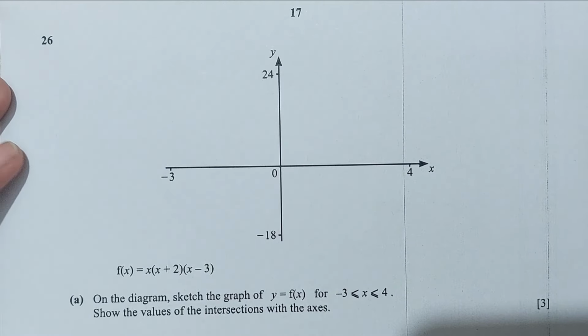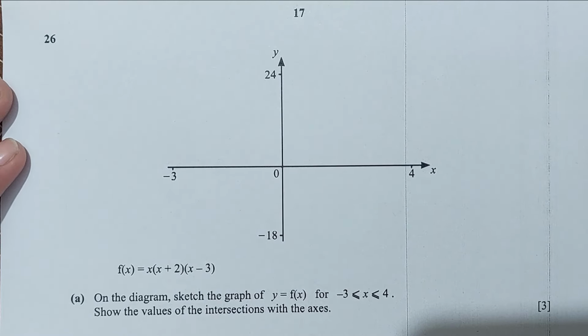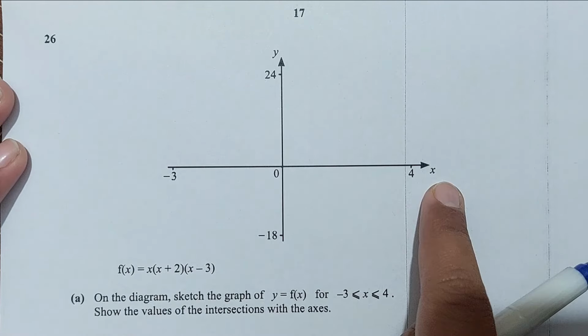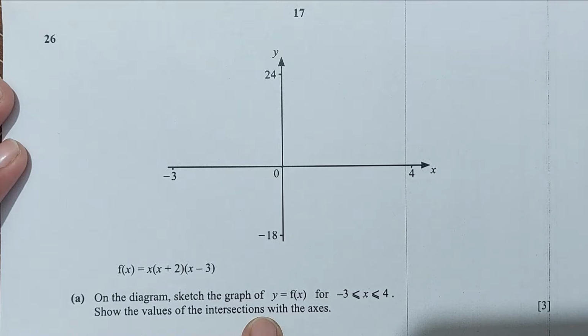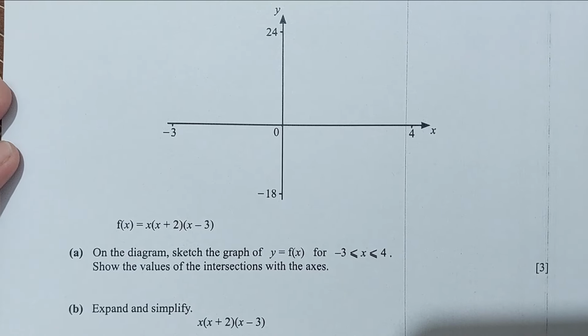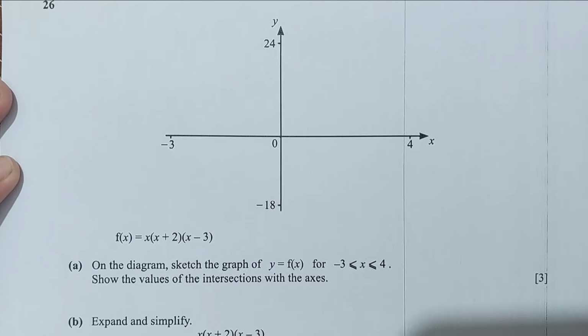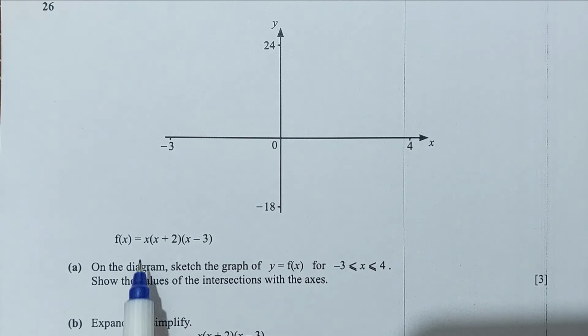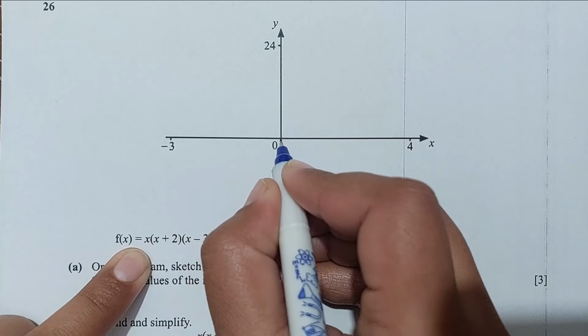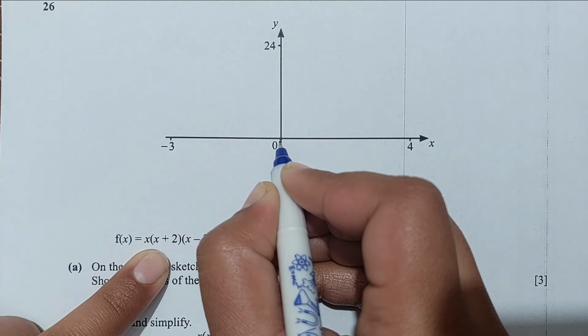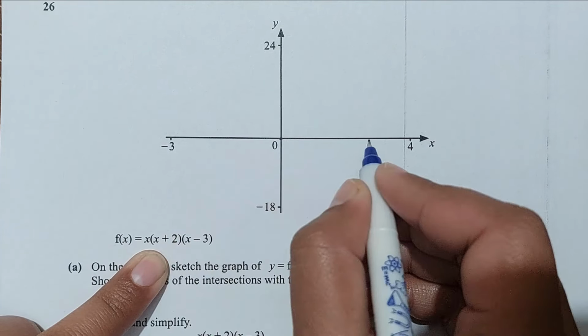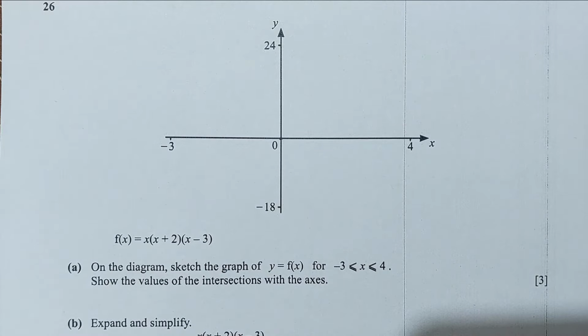Question number 26, we have the function f of x. Part A: on the diagram, sketch the graph of y equals f of x for x between -3 to +4. Show the values of the intersection with the vertices. Okay, so we have to sketch this. All right, so we have the zeros. First is 0. The next zero is -2 over here, and the other one is positive 3.